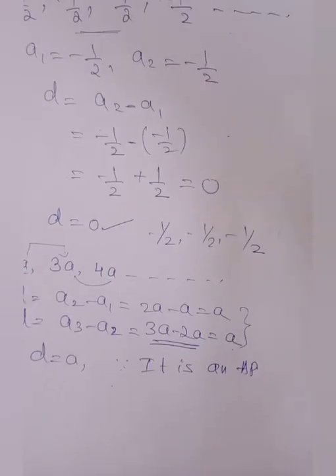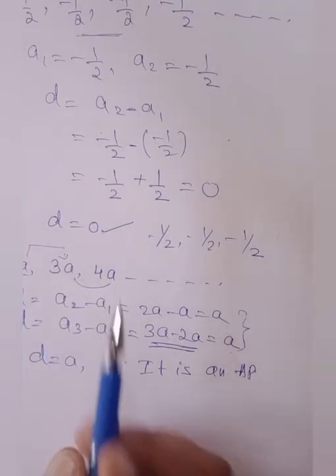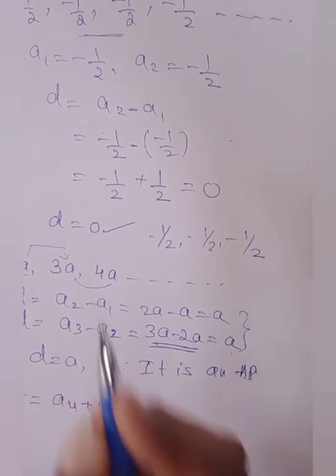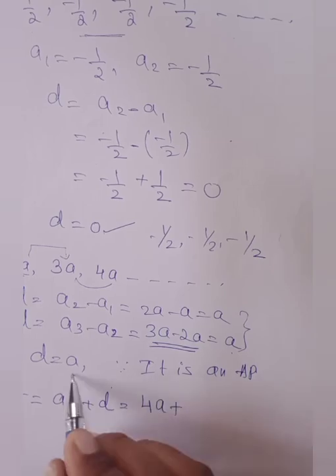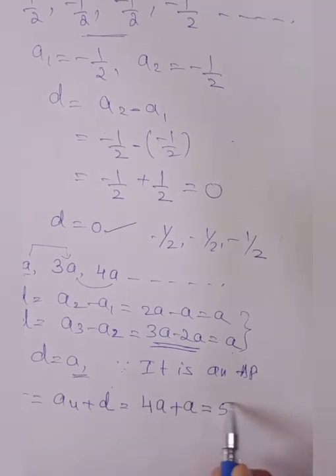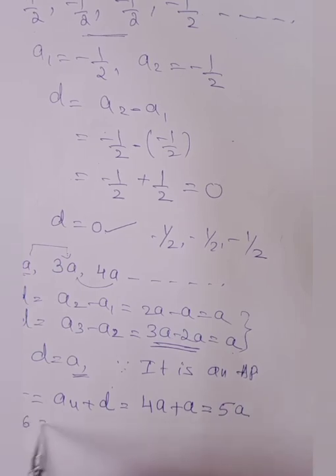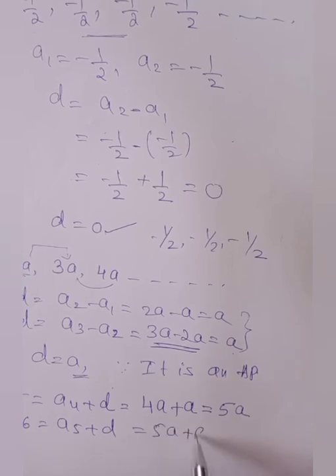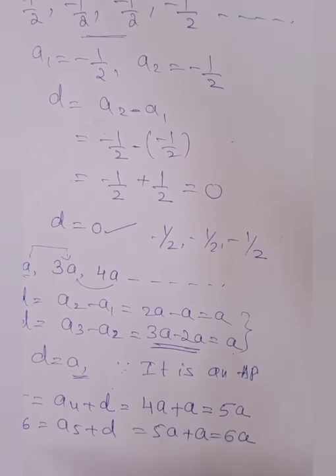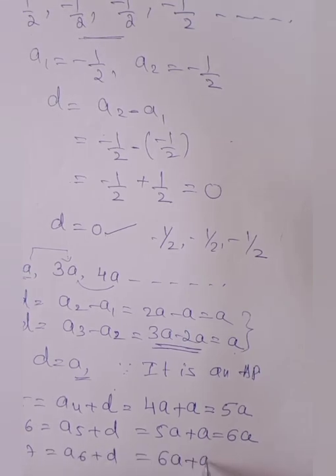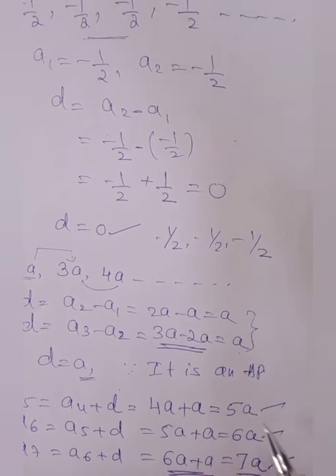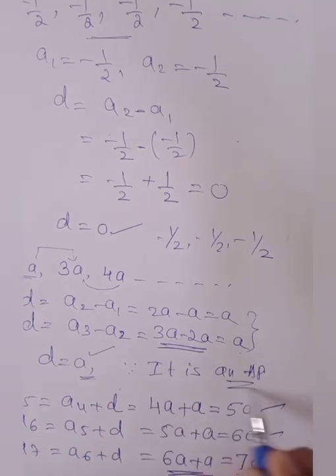The next three terms. Now look at this, it is 1, 2, 3, 4. Next means a5 is equal to a4 plus the difference. What is your a4? It is 4a, and the difference is a. 4a plus a is 5a. Next, a6 is a5 plus the difference, which is 5a plus a, very simple, it is 6a. Then a7 is a6 plus the difference, which is 6a plus a, once again 7a. So the question completes: these three terms and the difference, and it is an AP.